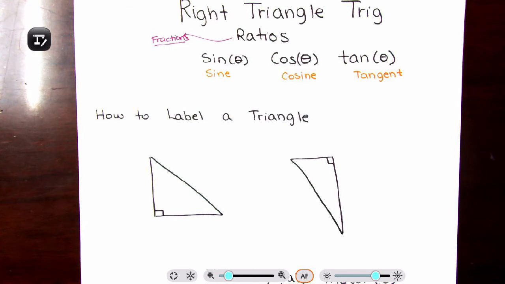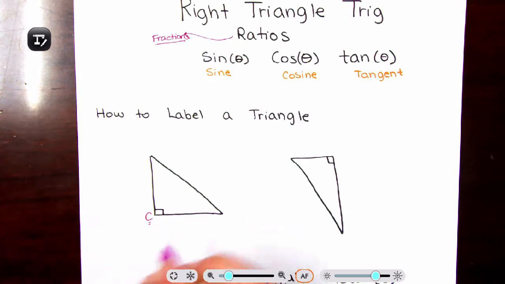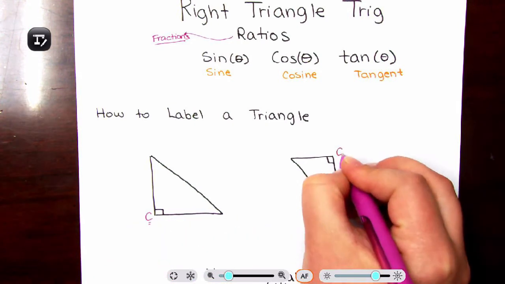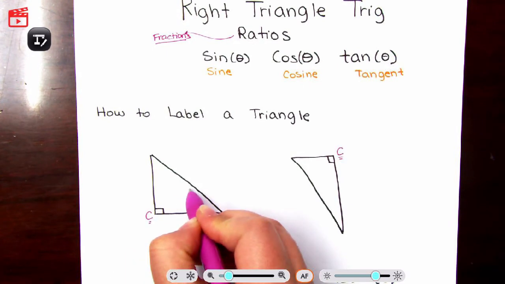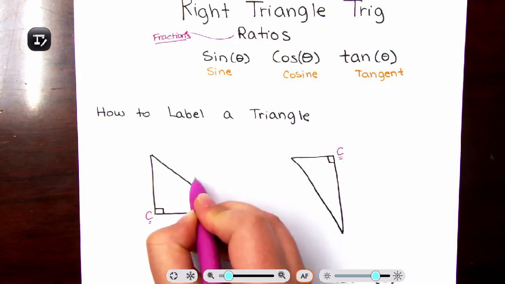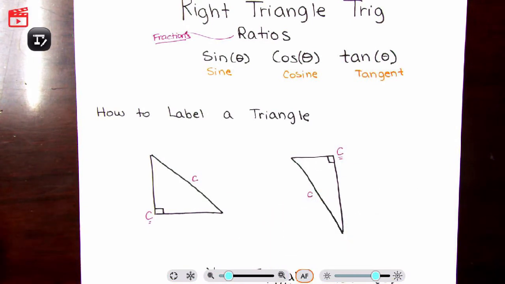So let's start with labeling a triangle. When you have a right triangle, your capital C is always going to be at your 90-degree angle. Now, across the street from C is a lowercase c. This lowercase c represents the side opposite the angle. Now, just like when we are doing the Pythagorean theorem, your A's and B's don't really matter.